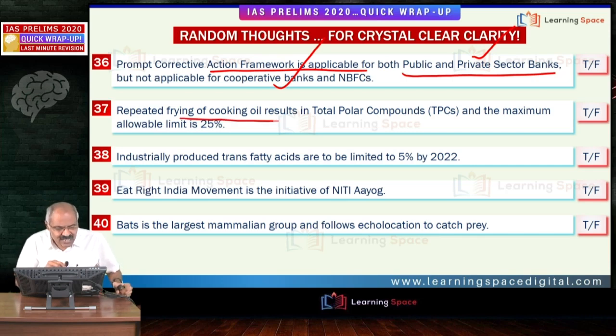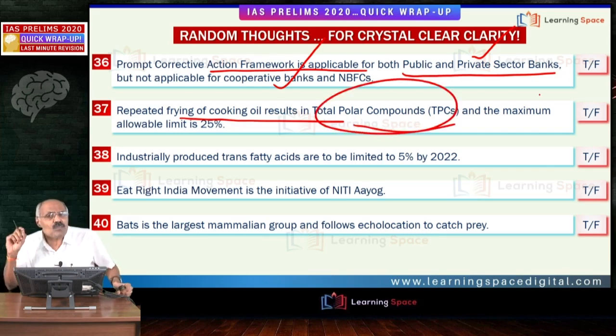Then repeated frying of cooking oil results in total polar compounds because of atmospheric oxygen, because of moisture, because of repeated frying. Because of polymerization and other processes, these total polar compounds are formed, and repeated frying increases them. These are restricted to 25%. When I am talking about used cooking oil, there is one RUCO program. RUCO program is to convert used cooking oil into biodiesel.